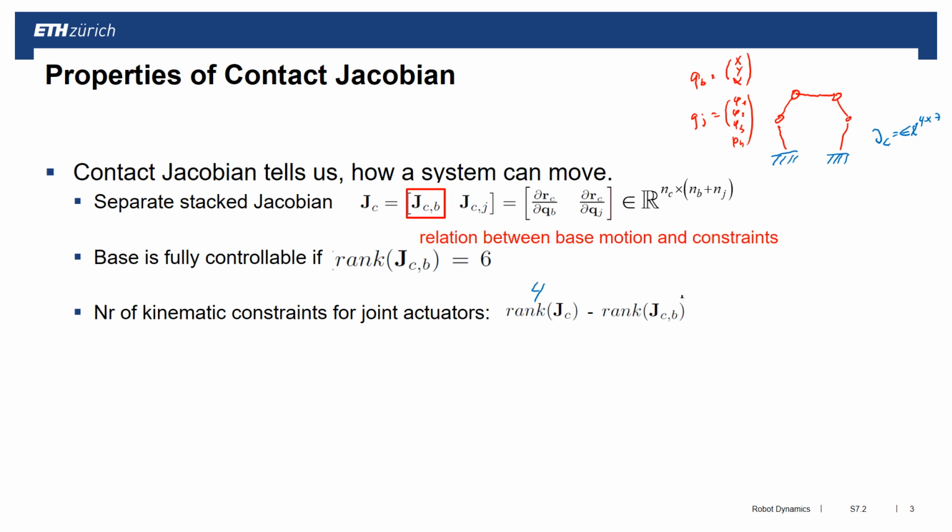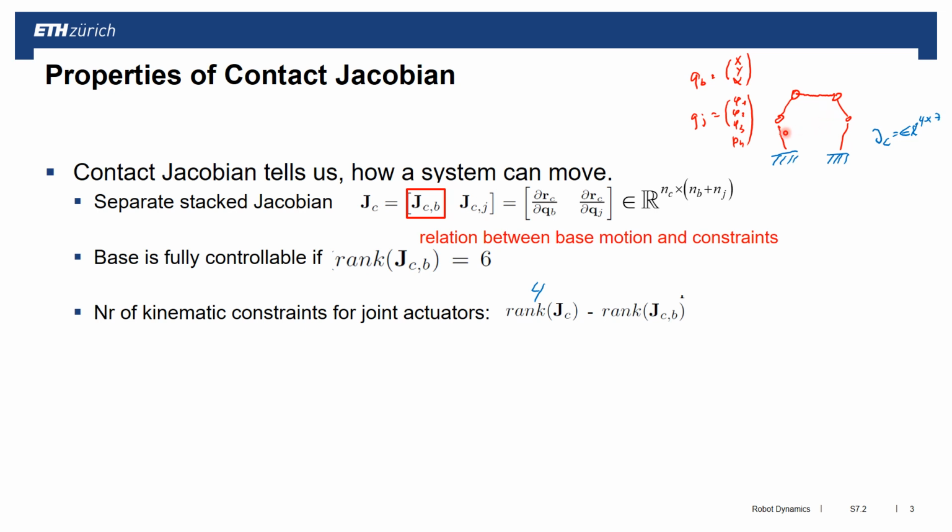Now it's a little more tricky to analyze the rank of JCB. We would have to go into the calculation of the individual Jacobians and then analyze the rank of that. We don't want to do this. We rather look at this from an intuitive perspective. Assume that we lock these 2 feet to the contact. So we have here 0 velocity and here 0 velocity.